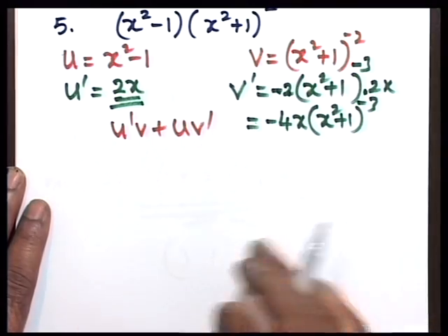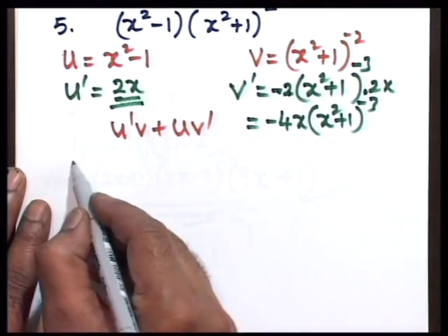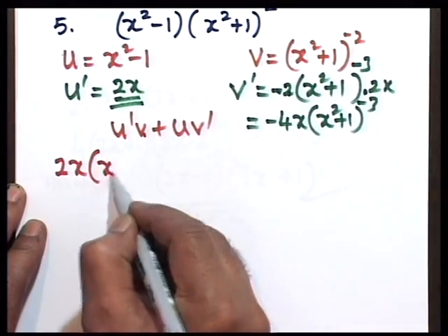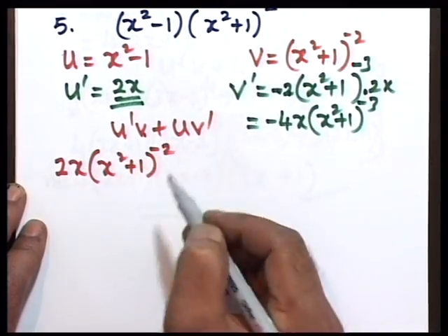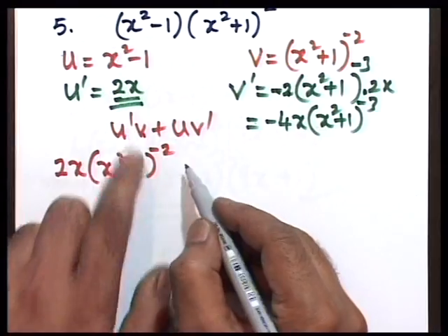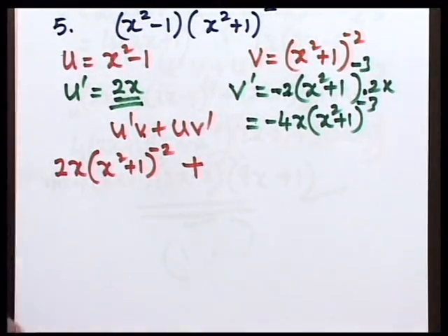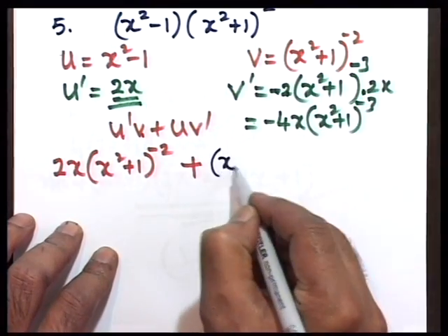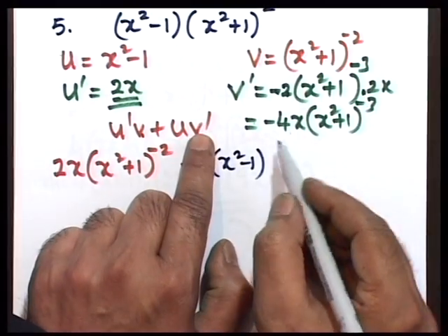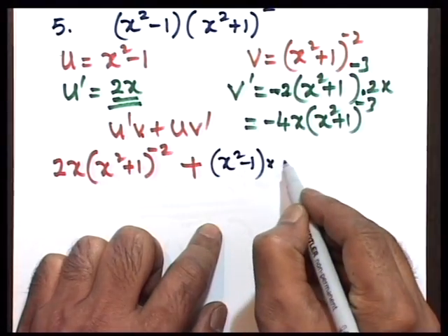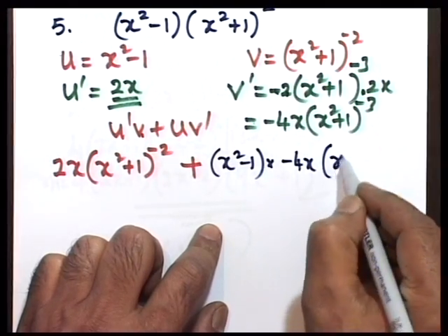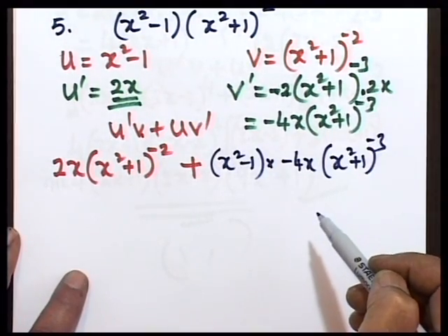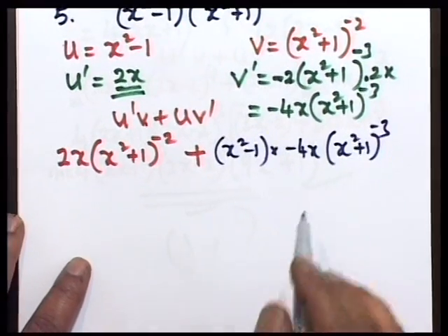Simply we need to substitute, then take the common factor. u dash, which is 2x, let's write slowly, 2x there, times v, that is (x squared plus 1) to the minus 2. So that's u dash v done. Plus, I'm going for uv dash. u is (x squared minus 1) inside the bracket, times v dash, which is minus 4x, times (x squared plus 1) to the power minus 3. Any common factors we need to look for now?